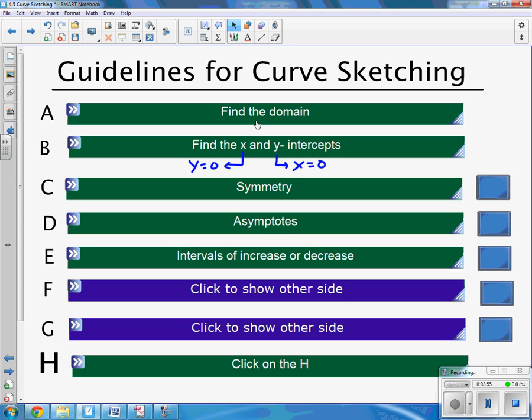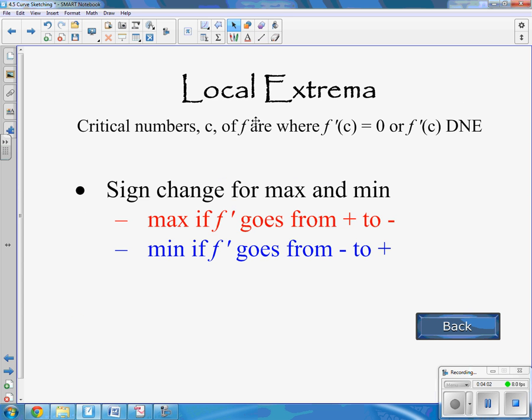Then we go to part F, which is actually related to part E. We're going to figure out what our critical numbers are and use that to find the local extrema. Critical numbers, remember, are where the derivative either equals 0 or doesn't exist. And for the local extrema, we look for a sign change from max to min or min to max. So it's a local max if the derivative goes from positive to negative, and it's a local min if the derivative goes from negative to positive.